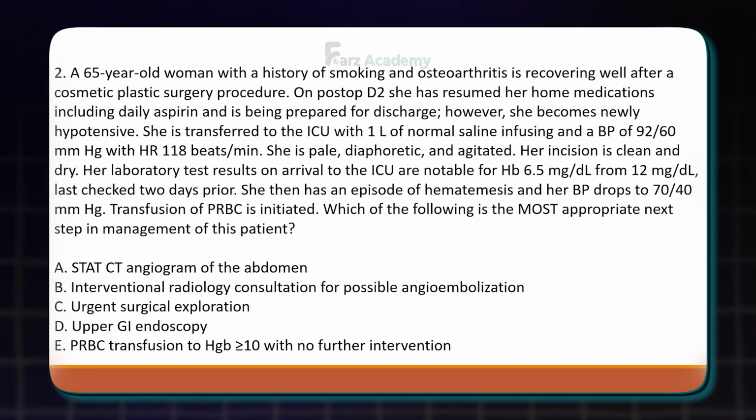There are 5 options. A is stat CT angiogram of the abdomen. B, interventional radiology consultation for possible angioembolization. C, urgent surgical exploration. D, upper GI endoscopy. And last is PRBC transfusion to hemoglobin of more than 10 with no further intervention.